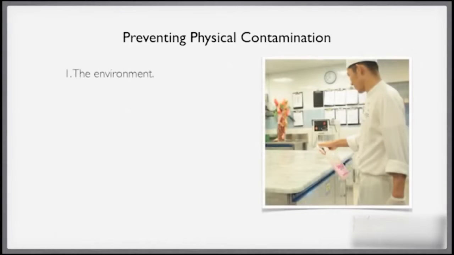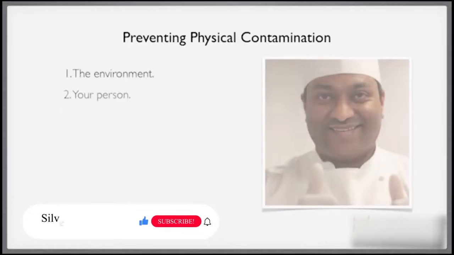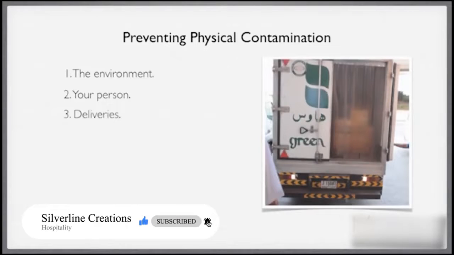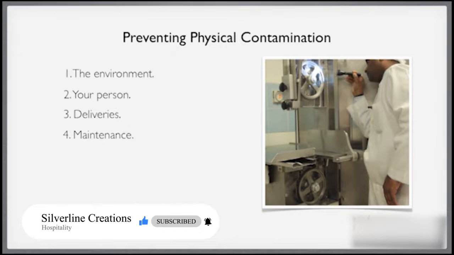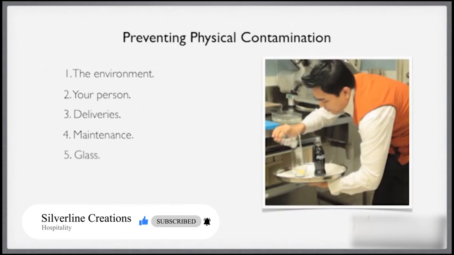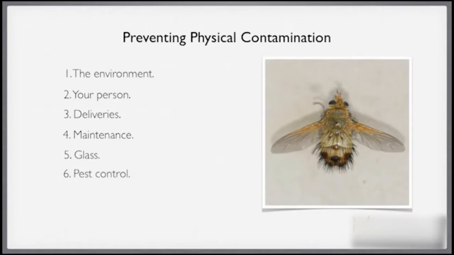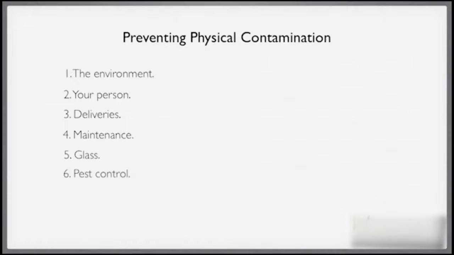Let's have another look at preventing physical contamination. In this lesson, we discussed 6 points to remember how to prevent physical contamination. Grab a pen and paper and write down as many as you can remember. See if you can remember all 6 points. Okay, let's have a look at the answers.